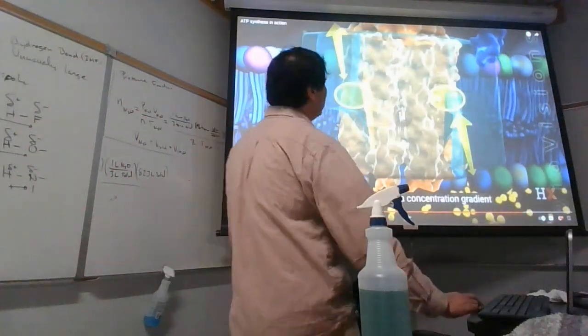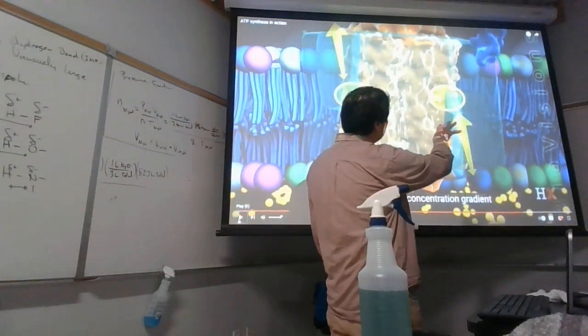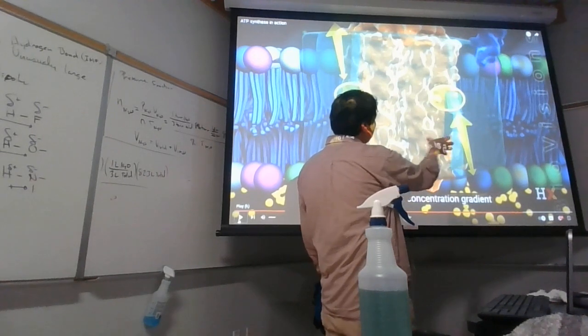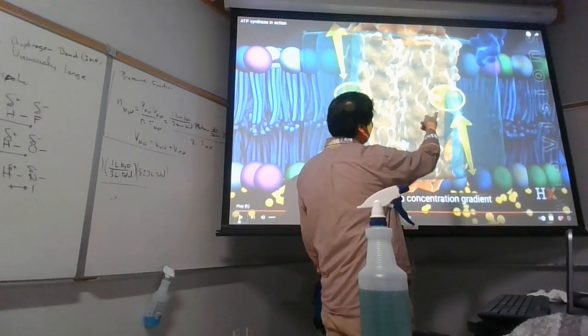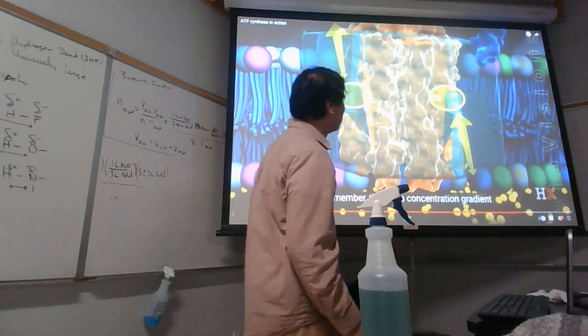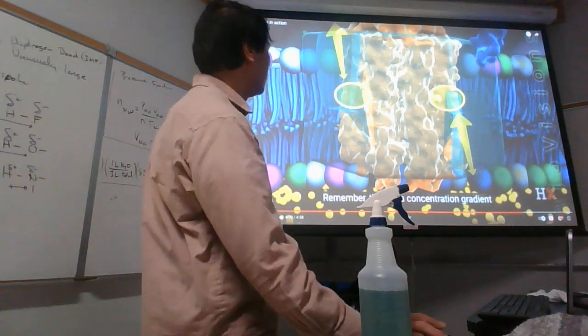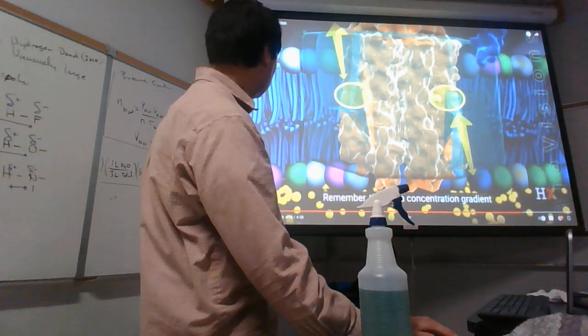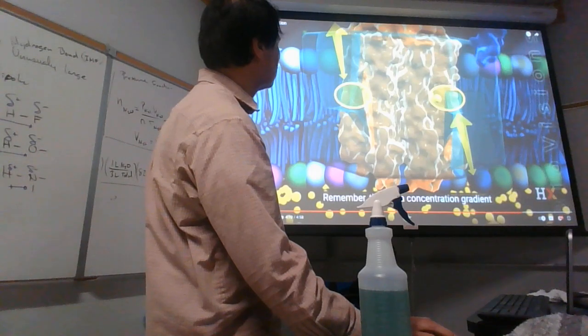Remember, when you're adding the proton, it's changing the charge. So if you try to rotate it this way, then it's going to hit the positive charges that just attach to that and prevent it. Positive and positive would repel. So this is all just electrical interactions.